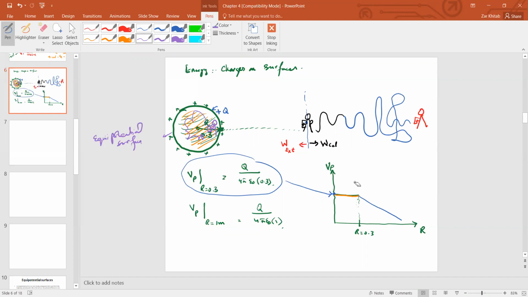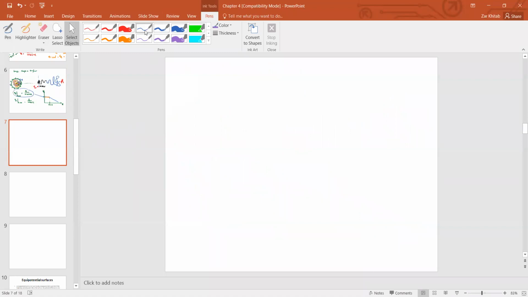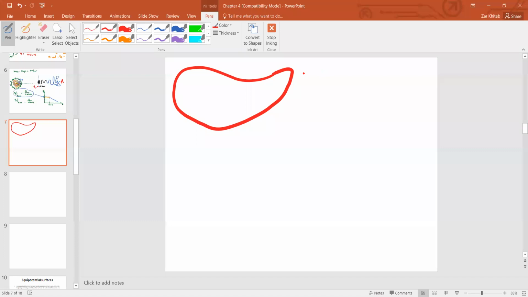Now today I want to extend this concept a little more. I want to see the potential on such a rough structure. This one. See, it's not symmetric. If I bring some positive charge here, the charge will evenly distribute itself throughout the surface. No matter the surface is not symmetrically spherical, it's a very irregular surface, but the charge will distribute itself very regularly.